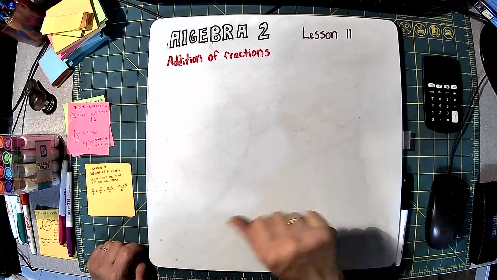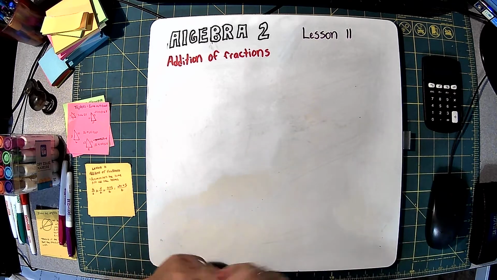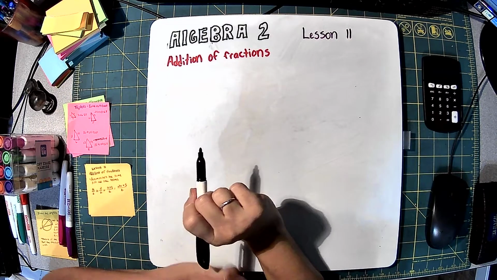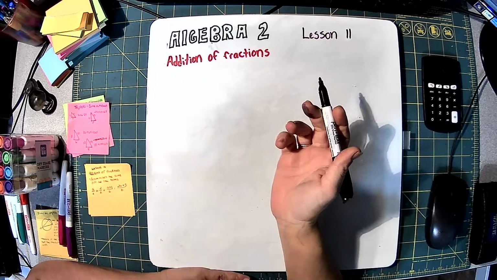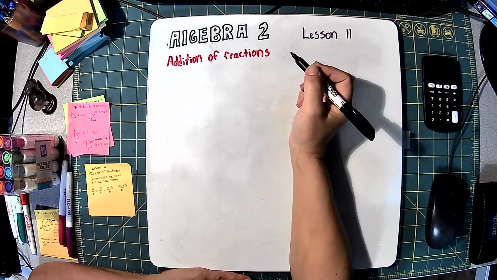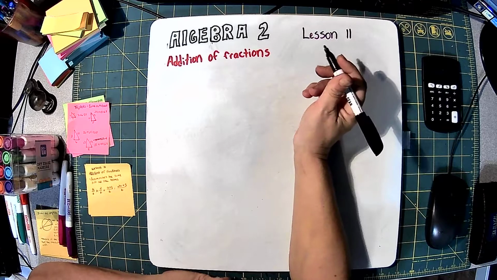Hi everybody, this is Algebra 2, Lesson 11, and today's lesson is about addition of fractions. But we already learned how to add fractions back in like 5th or 6th grade, but we're going to be talking about addition of fractions that have variables in them.